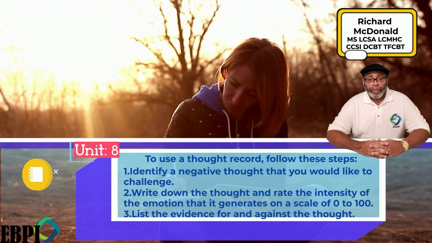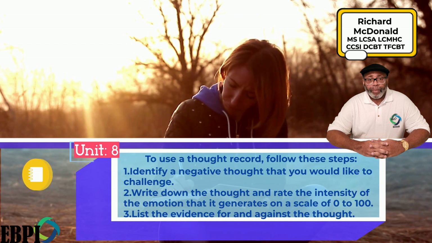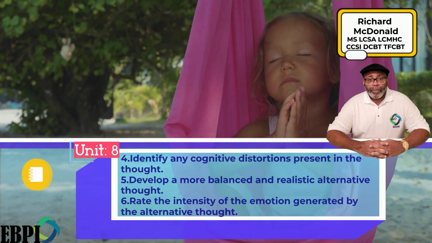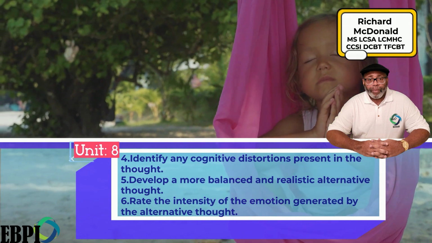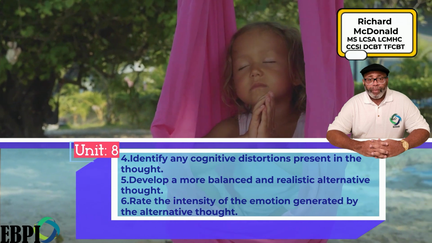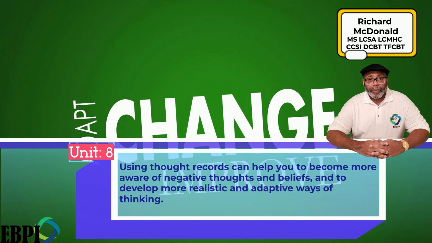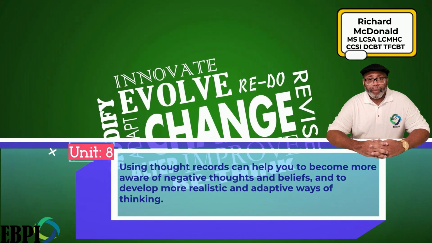1. Identify a negative thought that you would like to challenge. 2. Write down the thought and rate the intensity of the emotion that it generates on a scale of 0 to 100. 3. List the evidence for and against the thought. 4. Identify any cognitive distortions present in the thought. 5. Develop a more balanced and realistic alternative thought. 6. Rate the intensity of the emotion generated by the alternative thought. Using thought records can help you to become more aware of negative thoughts and beliefs and to develop more realistic and adaptive ways of thinking.